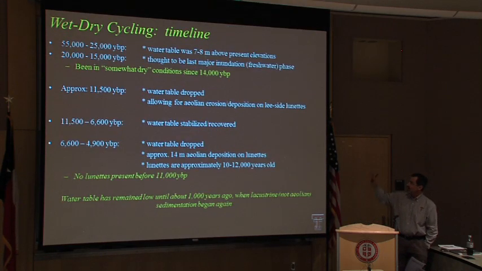So if you look at the timeline of this wet-dry cycling, if you go from more recent to very old, lunettes are about 11,000 years before present. That's about how old most of them are. And if you go back to that period of time, it was really where the water table stabilized between 6,500 and 11,000 years ago, which slowed or stalled lunette formation. Prior to that, the water table naturally dropped, allowing for that deposition. And then if you go back further in time, there were some depositional periods as well, upwards of 50,000 years ago.